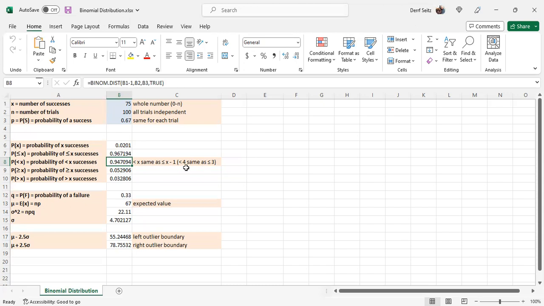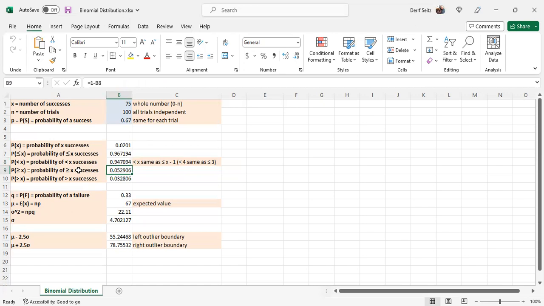Here's an example of that. Less than 4 for whole numbers is the same as less than or equal to 3. So this formula uses this function with B1 minus 1, which is the number of successes minus 1, as the first parameter to get strictly less than x.